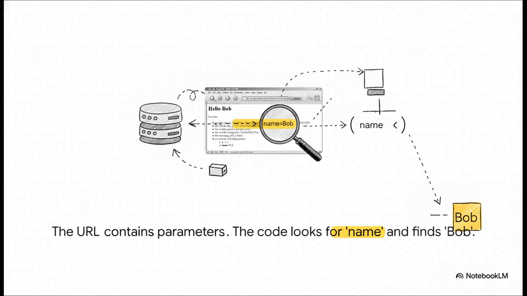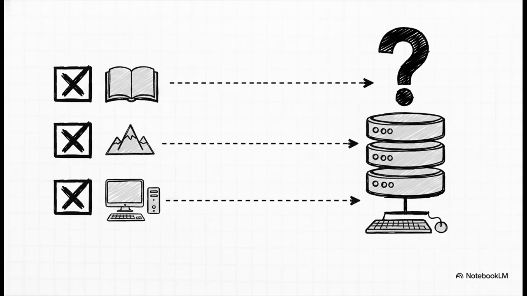And what's really cool is that you can often see these parameters right in the URL, especially with something called a GET request. See that name equals Bob at the end? That's the parameter. The getParameter name code on the server is literally designed to find that name part and pull out its value, which is Bob. But what happens when one parameter can have more than one value? Imagine a form where you're asked to check off all your hobbies. You might check reading, hiking, and coding. How does the server get all three of those?